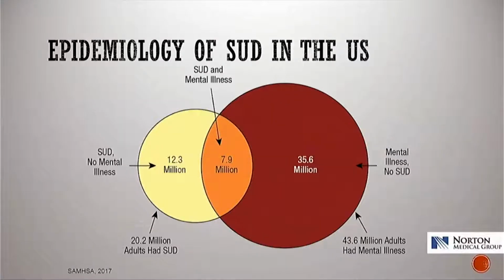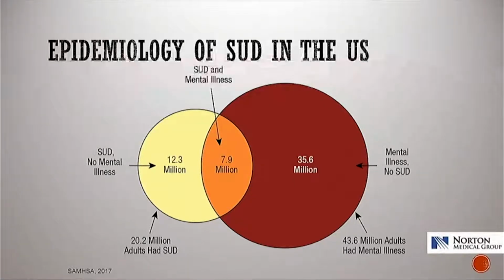But I want to show you that Mr. Smith here falls in the middle of this Venn diagram, where we have in the United States an epidemic of co-occurring disorders. And when we say co-occurring disorders, we're talking about substance use and mental health. Interestingly, and this is in 2017, and the numbers have only gone up since then, we have about 20 million adults with substance use disorder, and about 43.6 million adults with mental illness. Substance use makes up about 6% of our population. The mental health aspect makes up about 13% of our population in the United States.